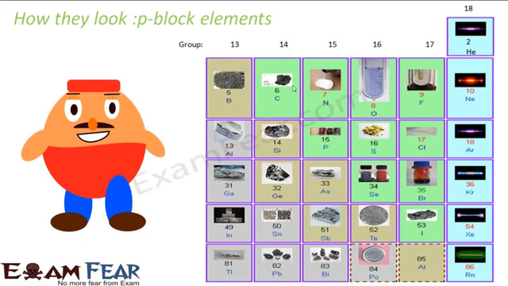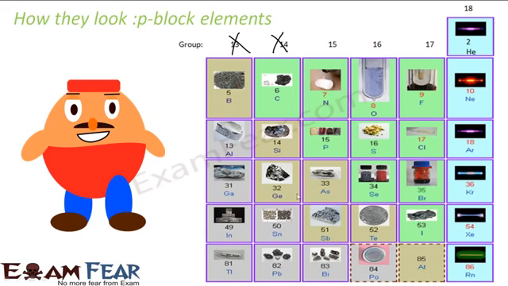Group 13 and group 14 we already covered in class 11th. Groups 15, 16, 17, and 18 we will be covering. Nitrogen looks like this, it's almost in gas form. Phosphorus has various allotropes, we'll discuss this. So this is how all these elements look.